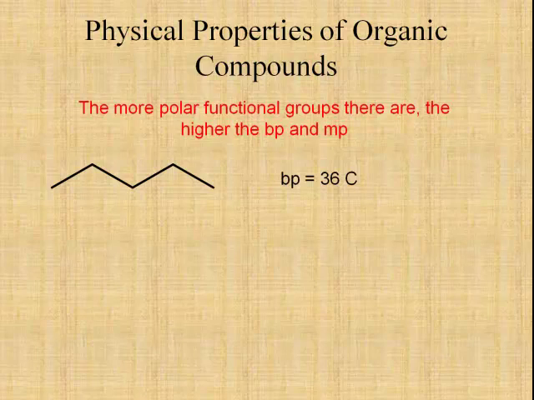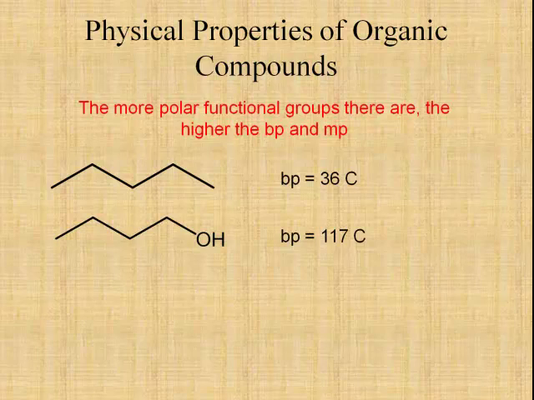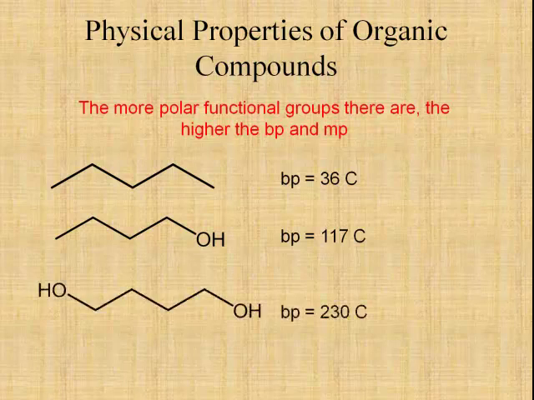And I replace one of the methyl groups with a hydroxyl group. That gives me a primary alcohol called butanol. Butanol has a boiling point of 117 degrees. So because I now have a polar functional group, and more importantly, because that functional group is capable of hydrogen bonding, that increases my boiling point and also my melting point significantly. The more polar functional groups we have in a molecule, the higher the boiling points and melting points will be.